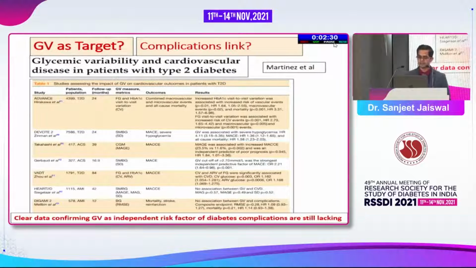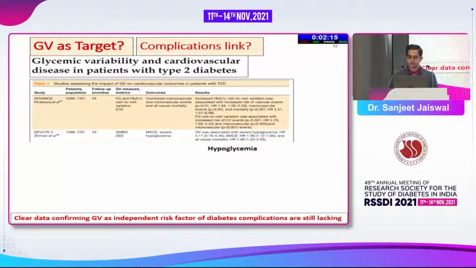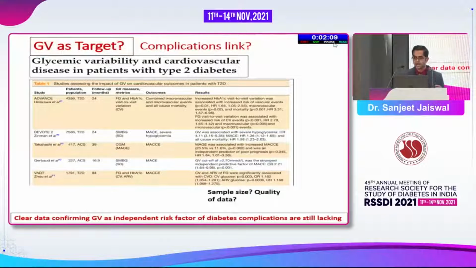Another table, which is very busy, but here in the post hoc analysis of the ADVANCE trial, the risk of long-term variability in glucose is associated with macrovascular events as well as overall mortality. And in the DEVOTE 2 trial post hoc analysis, the risk of increased glycemic variability is associated with hypoglycemia.